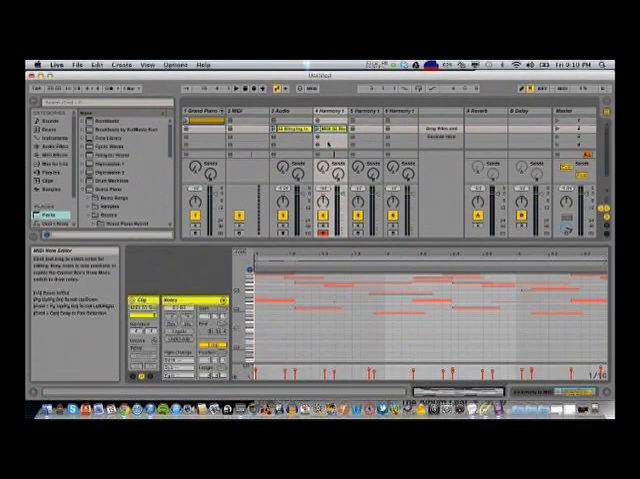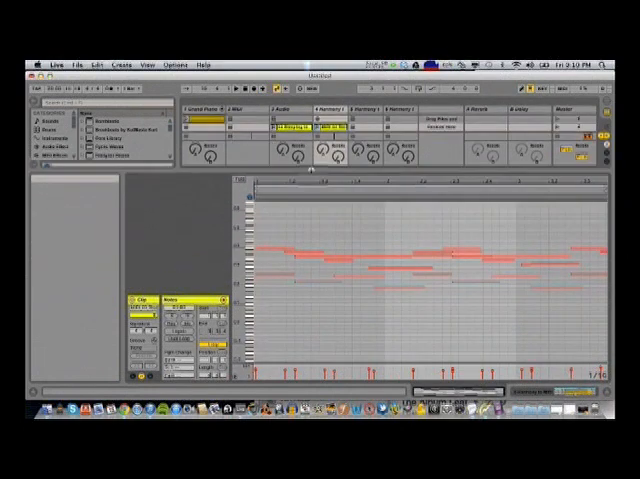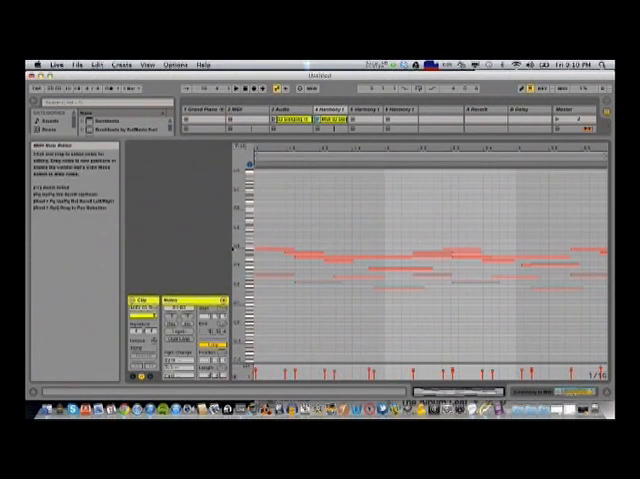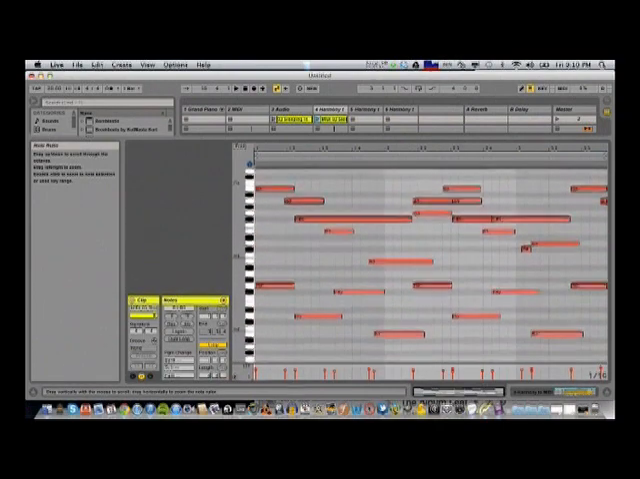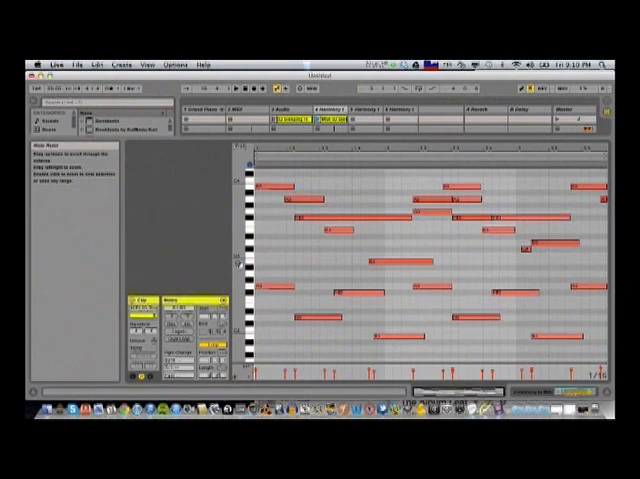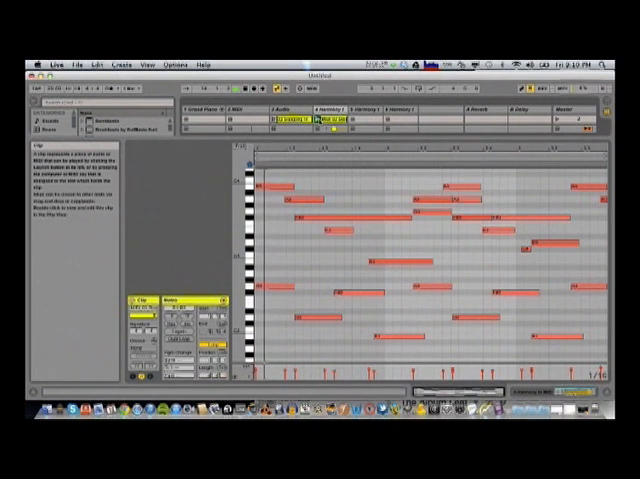Okay, so it's done. Here's our notes. This is zoomed way out, so let's zoom in so we can see what we got here. Let's hear it first, and let's just hear the Ableton's analysis version. Let's just hear this first couple chords. Okay, that sounds pretty good.